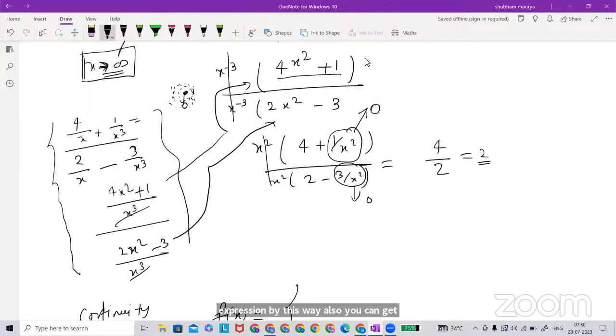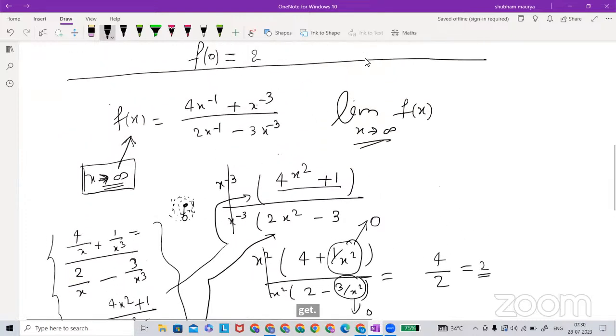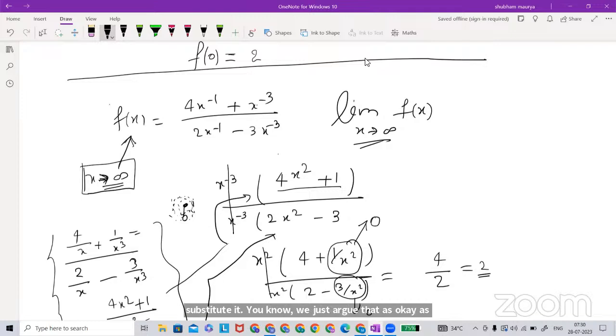Just asking you why we cannot directly substitute the infinity and find the answer. If you substitute infinity here, what will you get? 0 at the top. We cannot substitute infinity, we just argue that as x goes to 0, these terms will go to some number. As x goes to 0, this will go to 0, this will go to 0. So this becomes a 0 by 0 form, no? Yes, sir, indeterminate form.